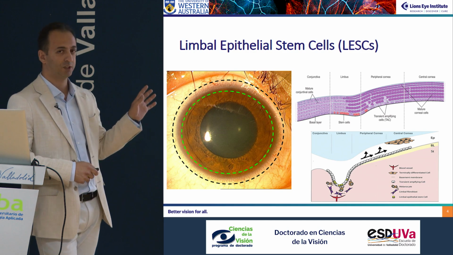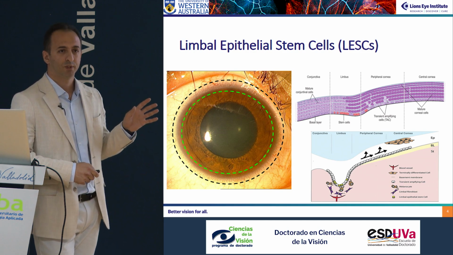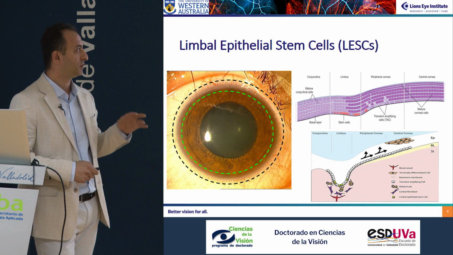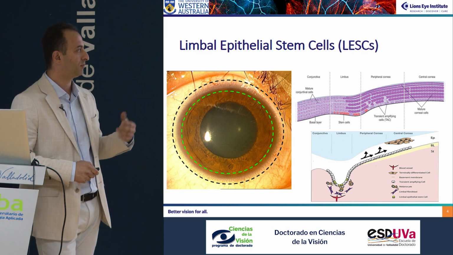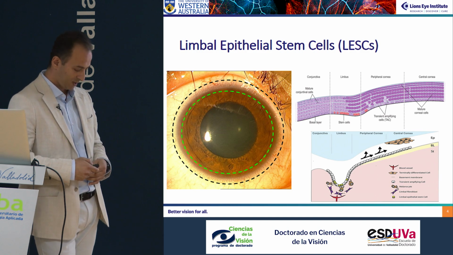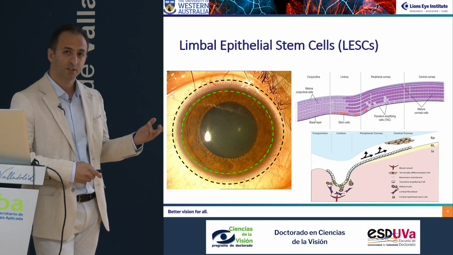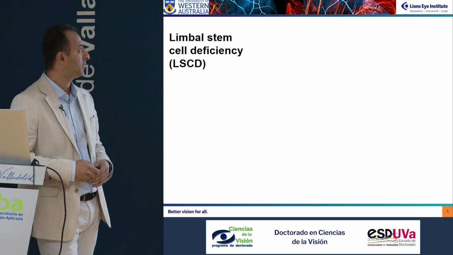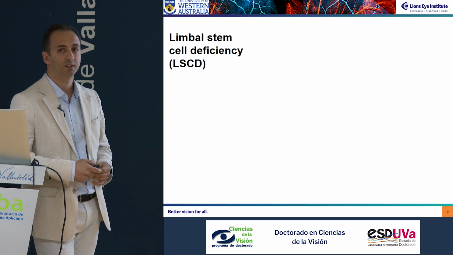So all of these structures are really important for a normal function of the limbal stem cells and for corneal function and for corneal clarity and finally a good vision. So if any of parts of this system doesn't work well, we have a condition that's called limbal stem cell deficiency.